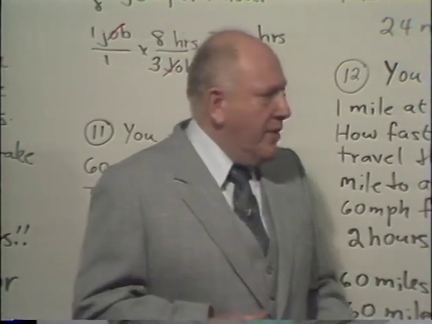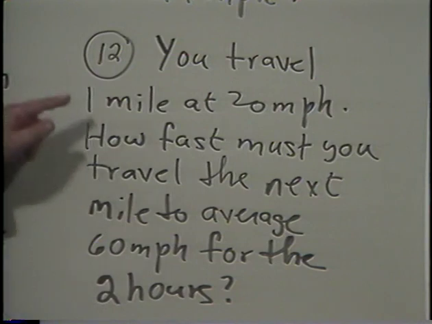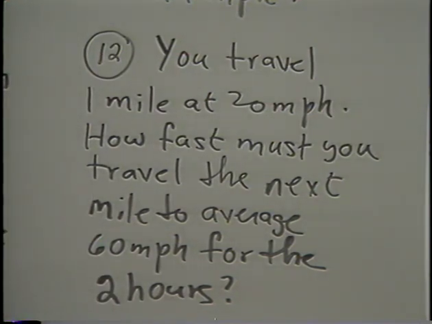Here's one that's even more mystifying. You're going to travel 2 miles. It's like a racetrack qualification thing. You have to do 2 one-mile laps. And to qualify for the race, you have to average 60 miles an hour for the 2 laps.